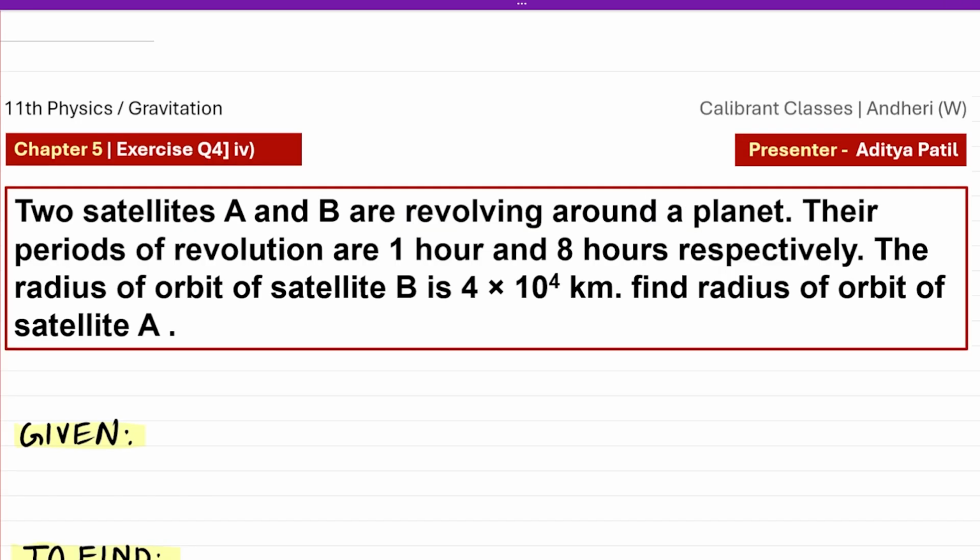So let's start. The question is: two satellites named A and B are revolving around a common planet. The periods of revolution are 1 hour and 8 hours respectively. The radius of orbit of satellite B is 4 into 10 raised to 4 kilometers. Now find the radius of orbit of satellite A.